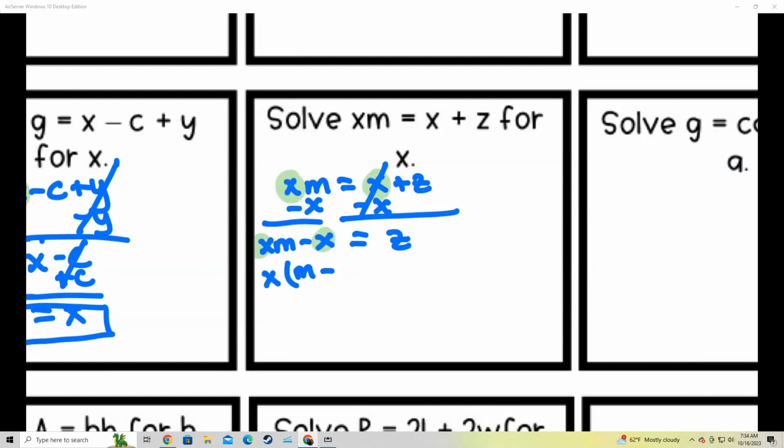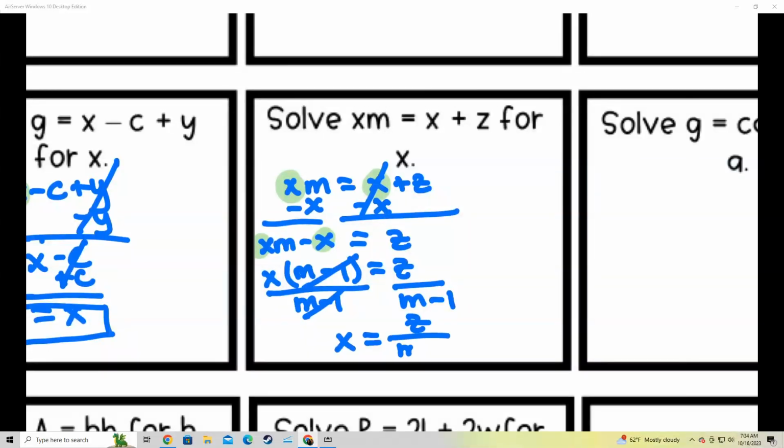X times m gives me xm. X times 1 gives me a minus x. Now I have this set up correctly. I have an x, just one of them, being multiplied by m minus 1. To get rid of it, I'm going to divide both sides by m minus 1. These are going to cancel. I get x equals z over m minus 1.